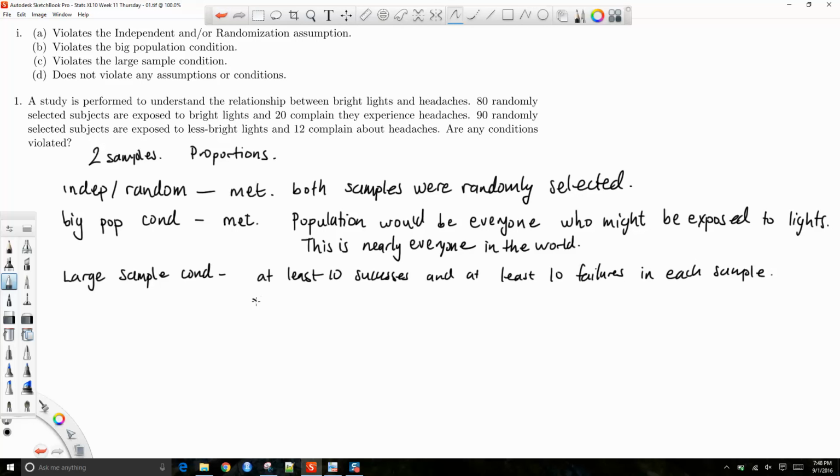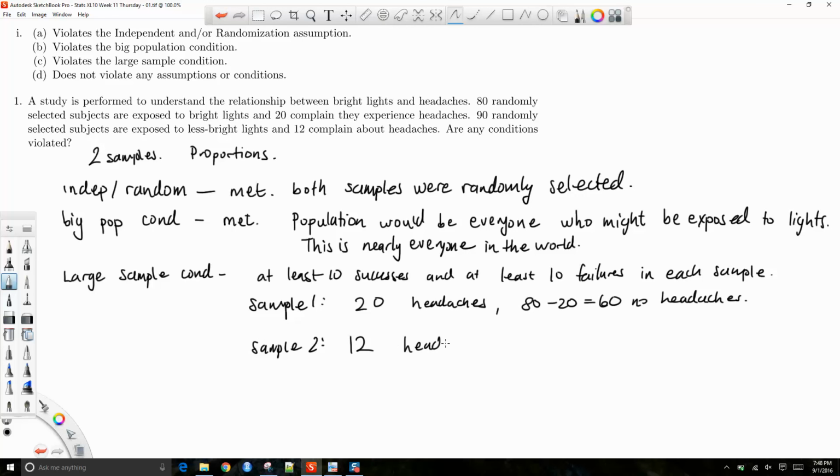So if we look at sample 1, we have 20 who have headaches, okay? Whether we call that a success or failure is arbitrary. And because we have 80 total, this means 80 minus 20 means 60 have no headaches. Okay, so both are greater than 10. Okay? As far as sample 2 goes, we have 12 with headaches and 90 minus 12, or 78, have no headaches.